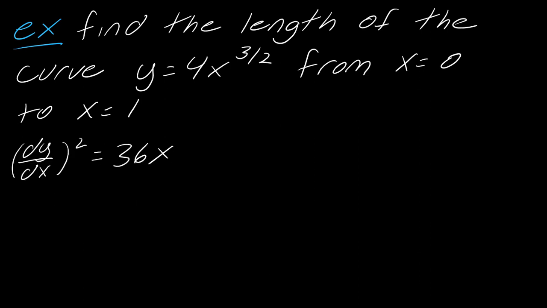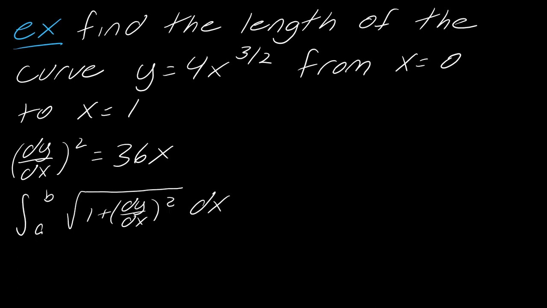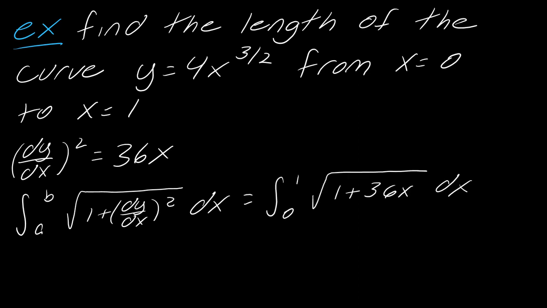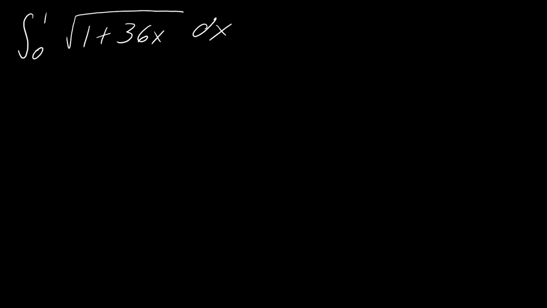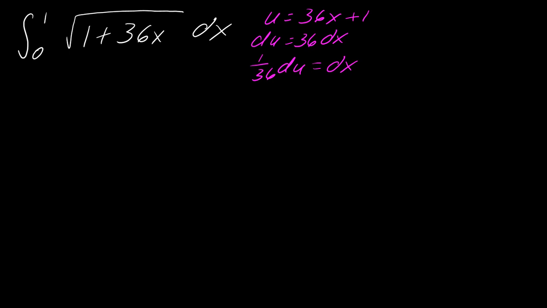Okay, and so now that I know that this derivative squared is 36x, I can go ahead and bust out my formula, right? And I can just replace my dy dx squared with my 36x. And I know I'm going from 0 to 1. So here's what I need to integrate now. This is all we have to focus on. So I'm going to focus on this square root of 1 plus 36x. Now the only way that I can integrate this is by using substitution. So in this case, I'm going to set my u equal to 36x plus 1, or 1 plus 36x. I just wrote it in the wrong order because I have cold brain right now.